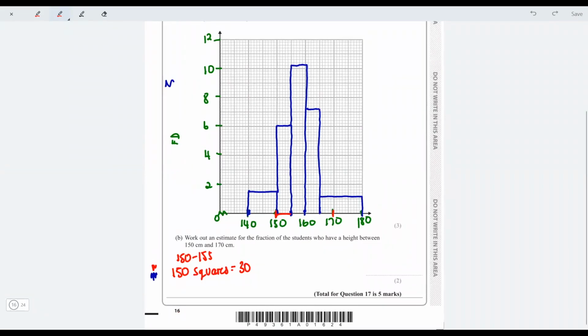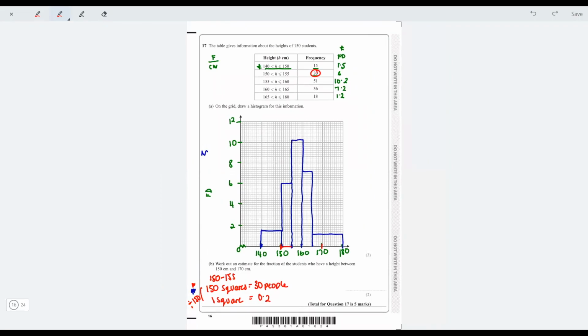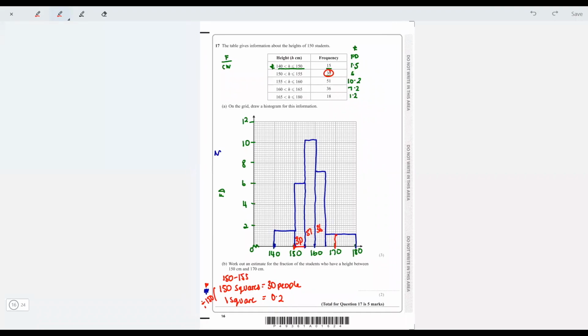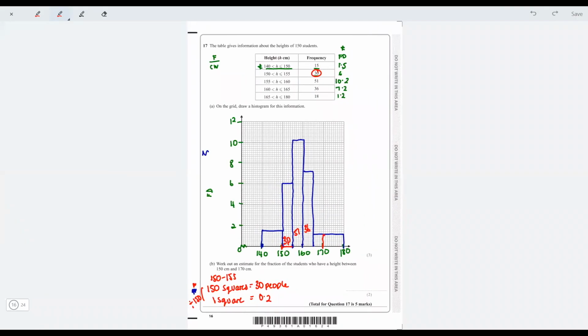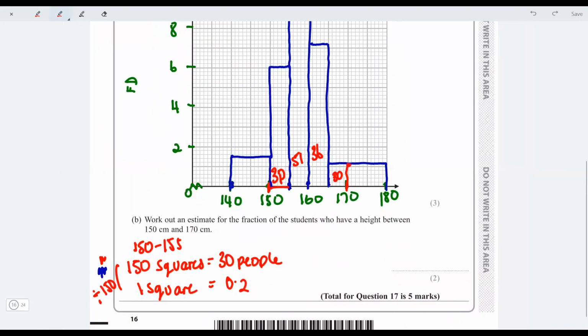30 people. Right. So 1 square would represent how many people? I'm going to divide by 150 on both sides. If I do 30 divided by 150, I get 0.2. So over there, it tells me I've got 30 people there. It tells me already I've got 51 there. The next one is 36. This bit here, I've just got to work out. It's 5 times 6, isn't it? Which is 30. Well, let's add them up. I've got 30, add 51, add 36, add 30. How many is that altogether?